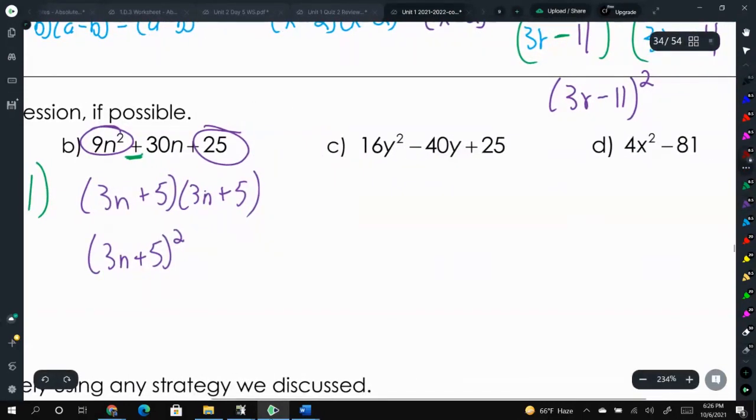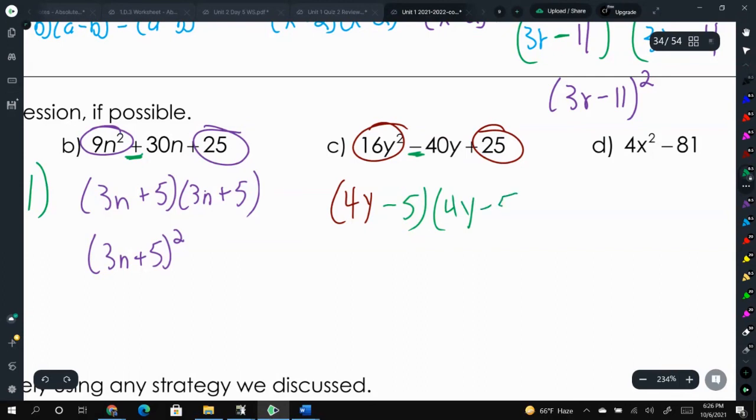Letter C, this is a perfect square and that's a perfect square, so we can do the perfect square trinomials. So 4y, and because we have a minus, it's going to be 4y minus 5 times 4y minus 5, or 4y minus 5 squared.